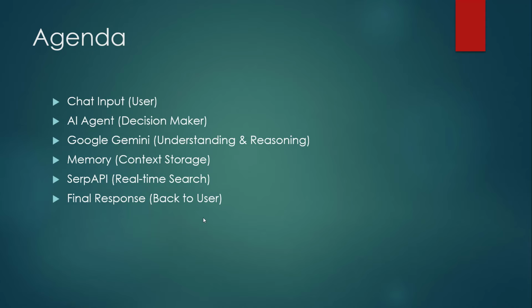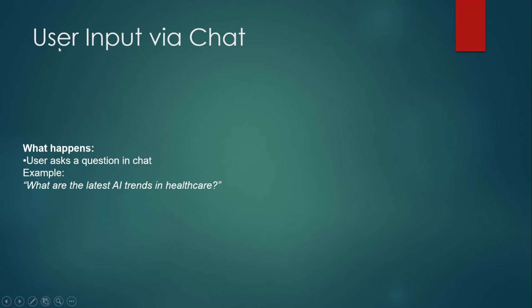And then finally, we will let the user know the response after doing all these things. So first things first, we will see what the input is used for. We will ask the user to put something. For example, the user inputs: what are the latest AI trends in healthcare? That would be the input.